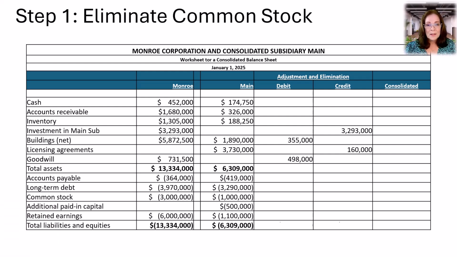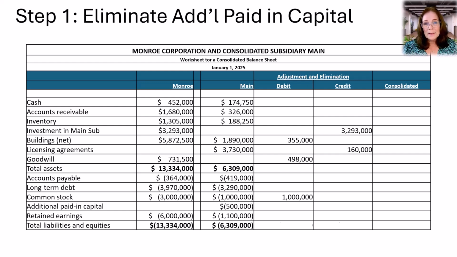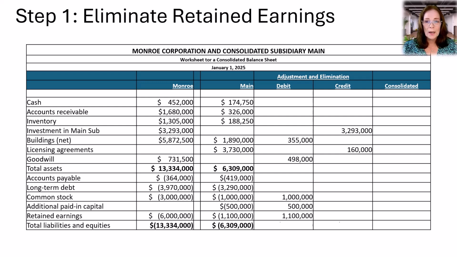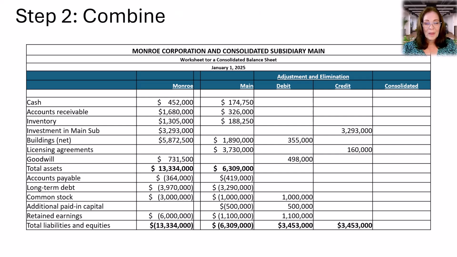Since Monroe acquired all of Maine's voting stock, we need to eliminate the equity section of Maine's balance sheet next. We'll start with Maine Corporation's common stock of $1 million. Next, we eliminate Maine's additional paid-in capital of $500,000 and Maine Corporation's retained earnings of $1,100,000. And our adjustment and elimination columns balance at $3,453,000. So we've adjusted Maine to fair value and eliminated the investment and equity accounts, but how do we actually get to one consolidated balance sheet?